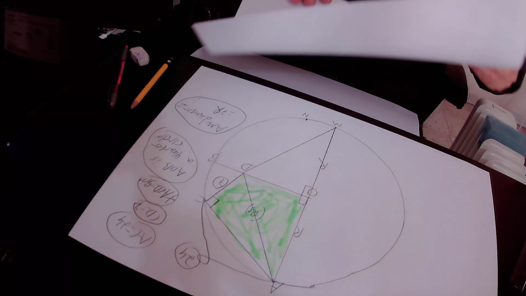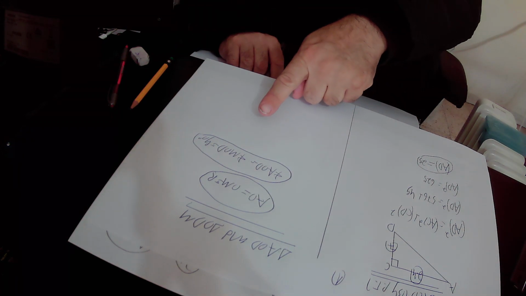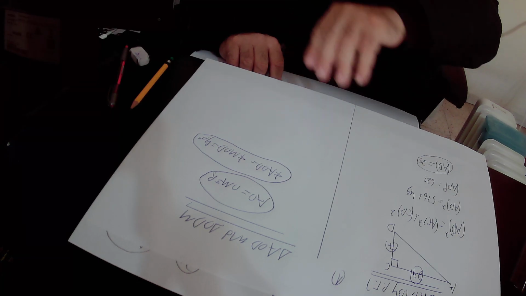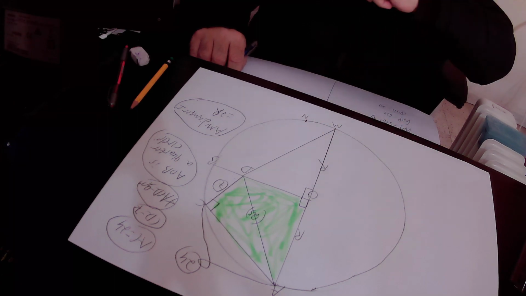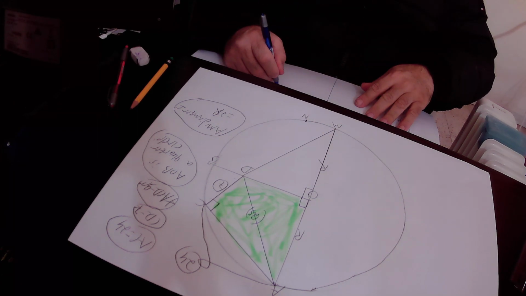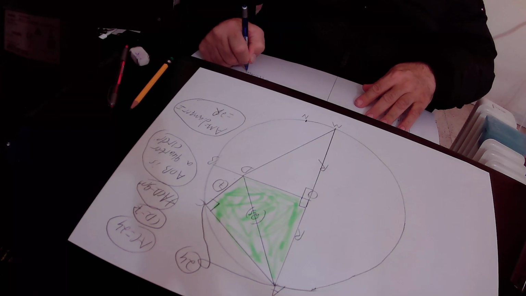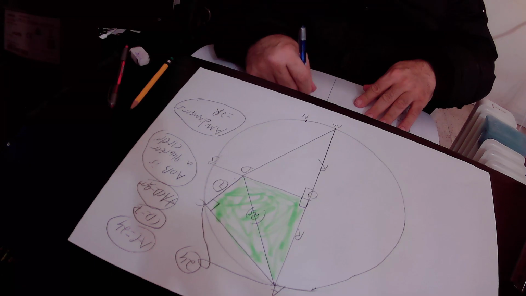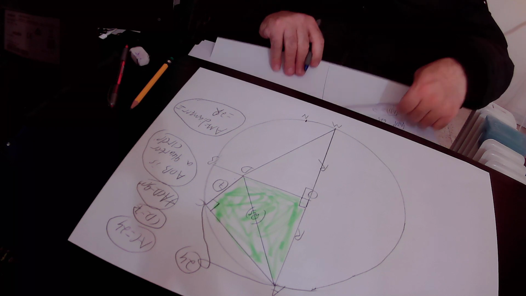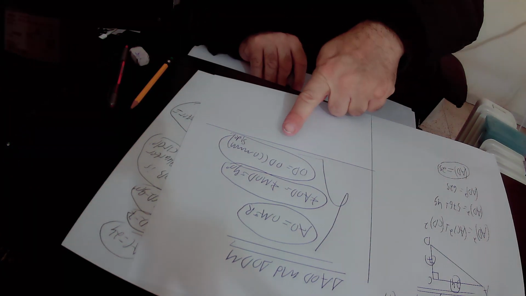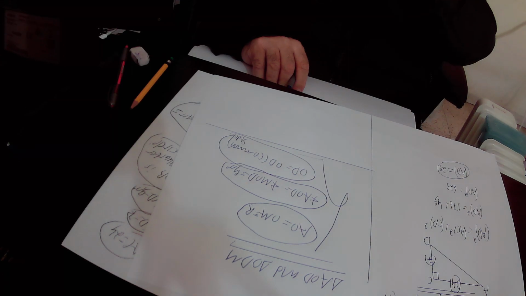Repeat again. Angle AOD equals angle MOD. They are both equal to 90 degrees, therefore they are equal to each other. And finally, side OD is a common side that belongs to both triangles. So I can write down that OD equals itself as a common side that belongs to both triangles.